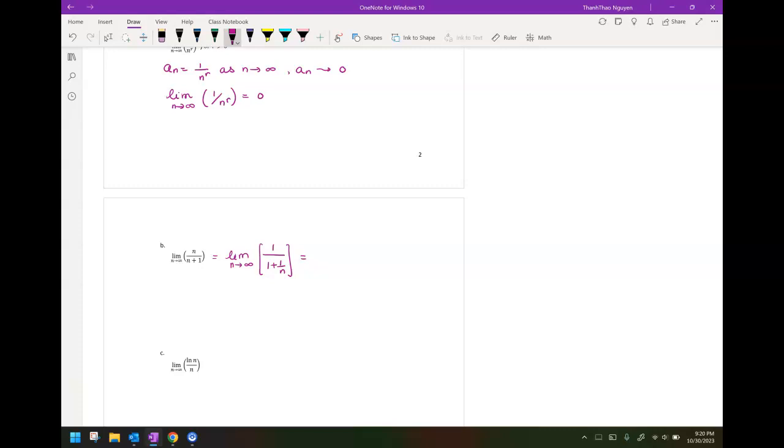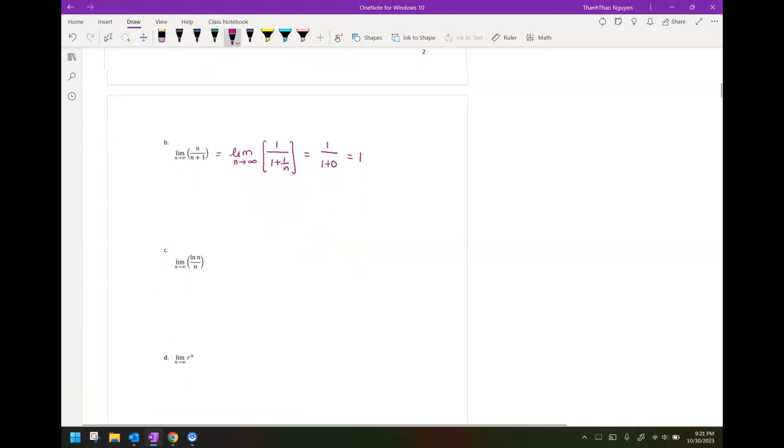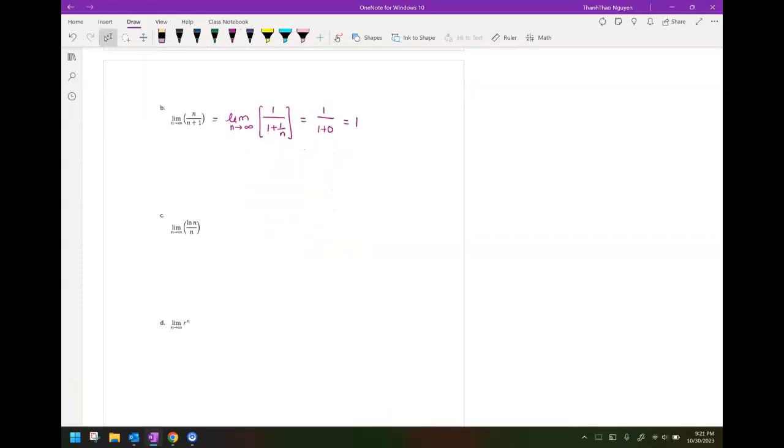And this limit equals 1 divided by 1 plus 0, that equals 1. Next, the limit of ln of n divided by n.